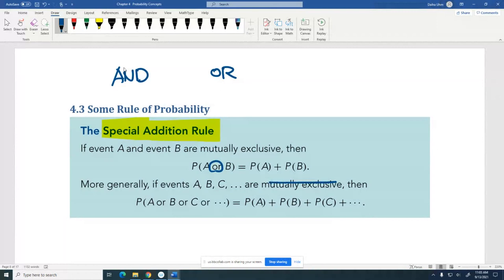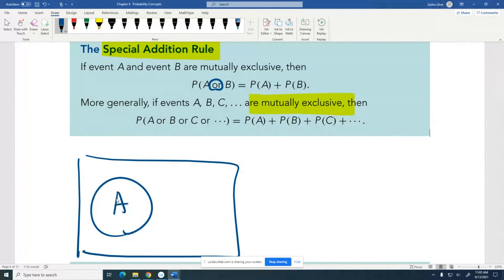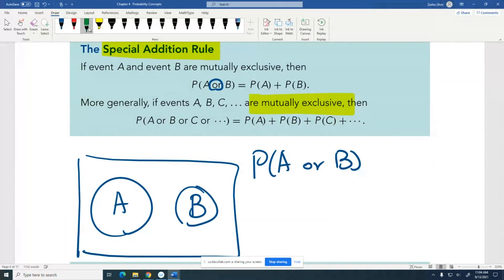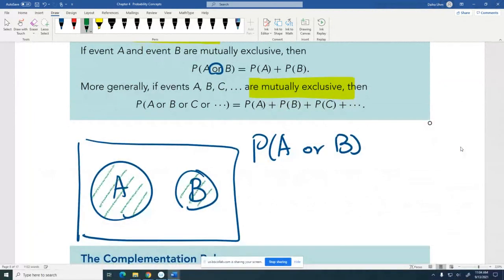Mutually exclusive is a special case when we make the Venn diagram separately. Here is A and there is B. It's a very special case, and we need the probability of A or B. Can you remember where "or" was? "And" was in the middle, but for "or" we merged them together. Now they are mutually exclusive, so still we just merge them together, right?